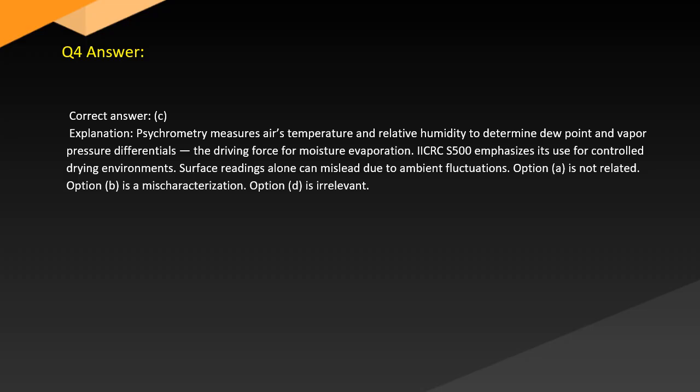Answer. Correct answer: C. Explanation. Psychrometry measures air's temperature and relative humidity to determine dew point and vapor pressure differentials, the driving force for moisture evaporation. ICACUS emphasizes its use for controlled drying environments.